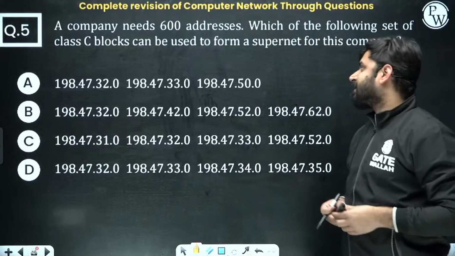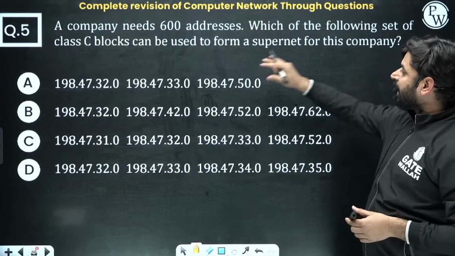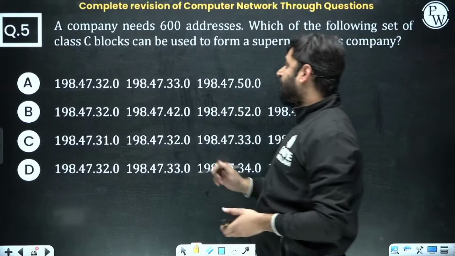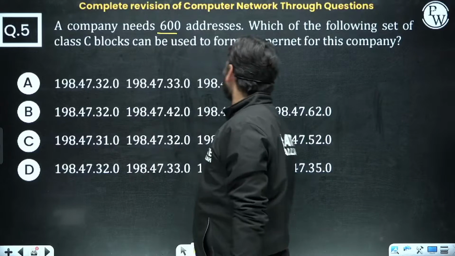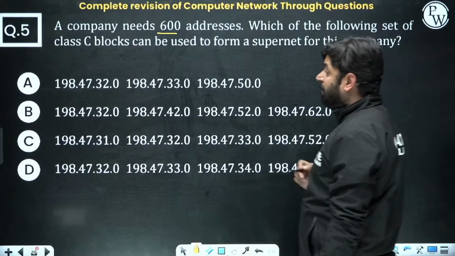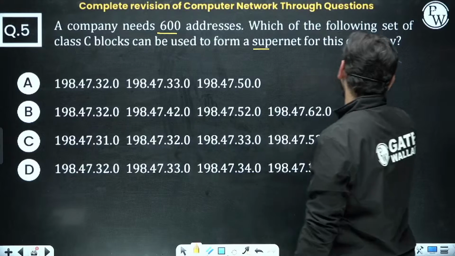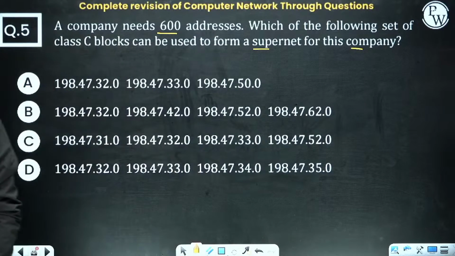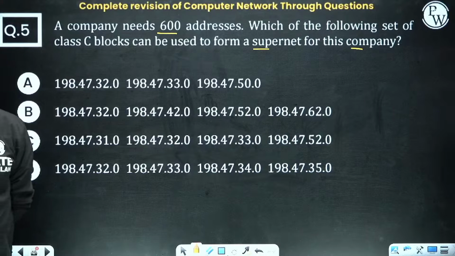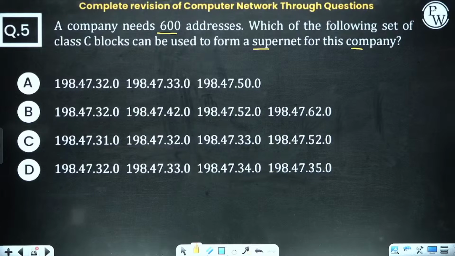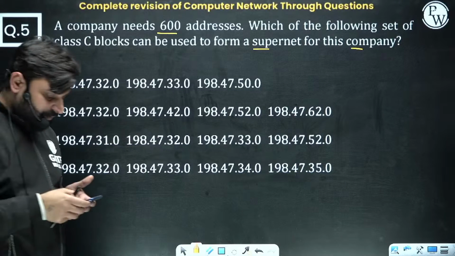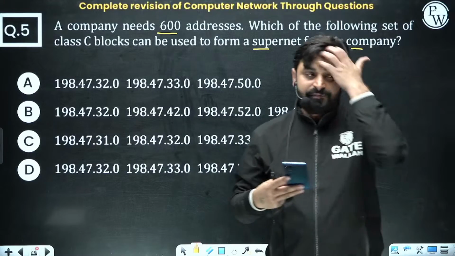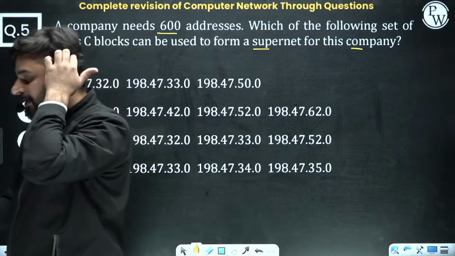A company needs 600 addresses. Which of the following sets of class C blocks can be used to form a supernet for this company? Anyone can tell me the answer here? What is the correct answer for this question?